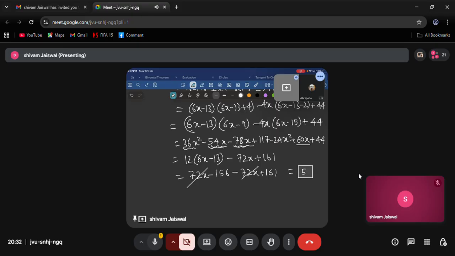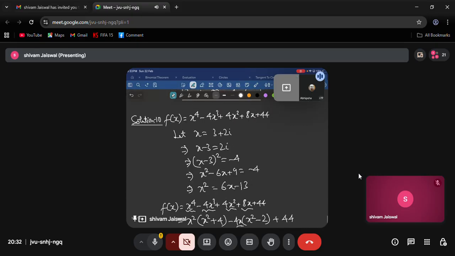Okay, is it clear? But actually there is another method. What you do is, you divide this polynomial by this polynomial, x square minus 6x plus 13. Then also you'll get your answer. Next day I'll show you this method. This method you people know. You divide the polynomial by another polynomial, you will get the remainder. Remainder is your answer.